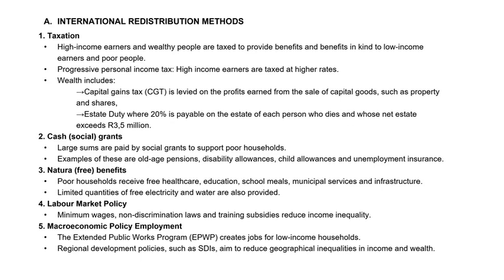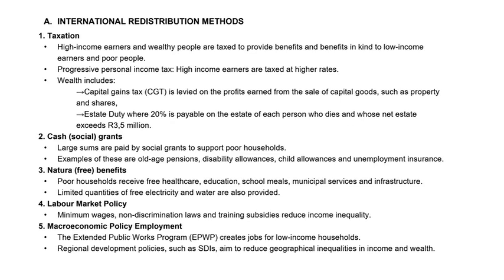Number 2, we look at the cash or social grants. Large sums are paid in social grants to support poor households. Examples of your social grants are your old age pensions, disability allowances, child allowances, and unemployment insurance. Natura or free benefits: poor households receive free healthcare, education, school meals, municipal services, and infrastructure. Limited quantities of free electricity and water are also provided.